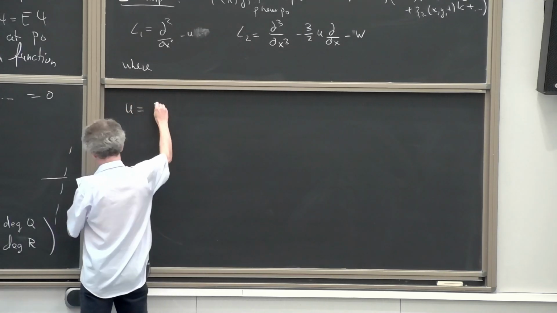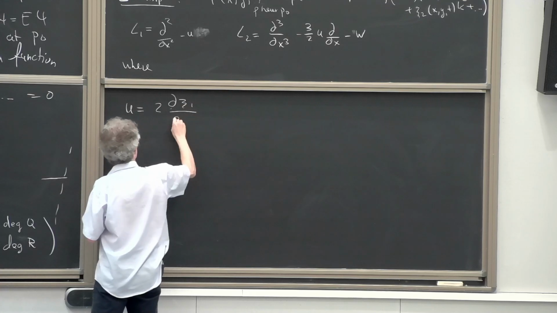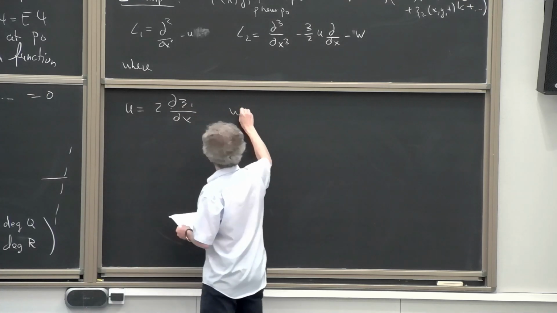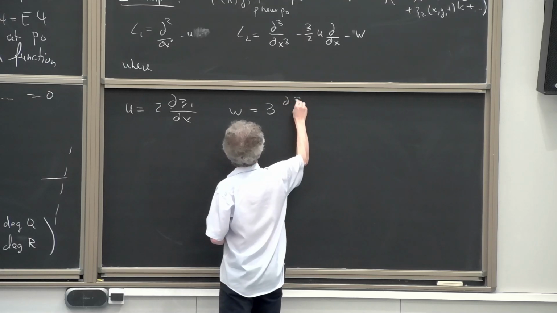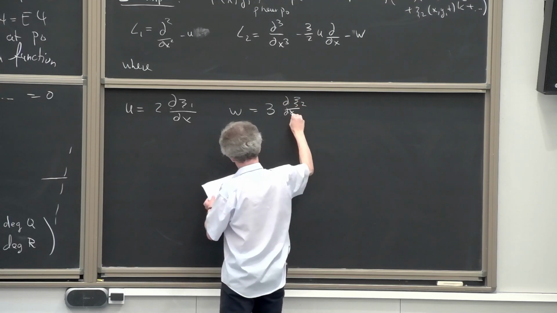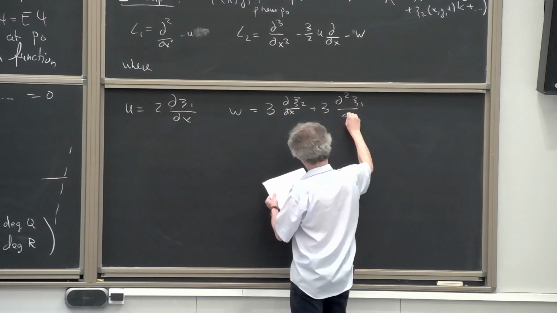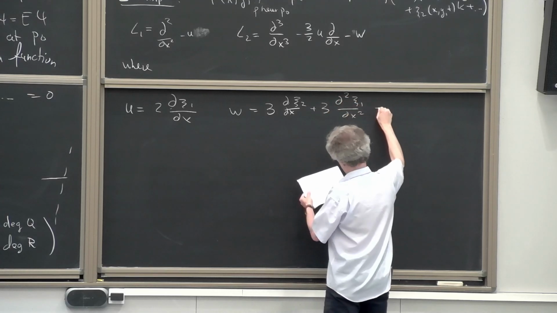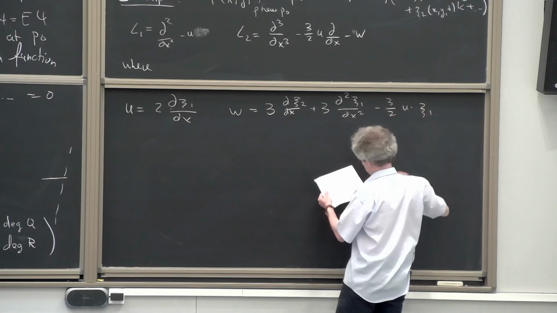u is 2 times the derivative of the first term of the expansion with respect to x, and w is 3 times the derivative of the second term with respect to x, plus 3 times the second derivative of the first term with respect to x, minus 3/2 u times psi 1.